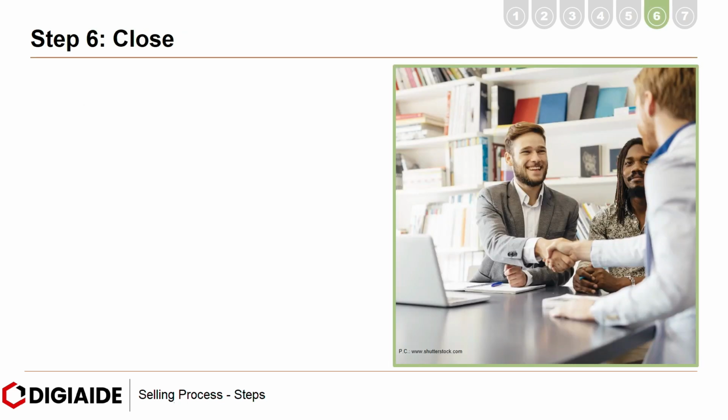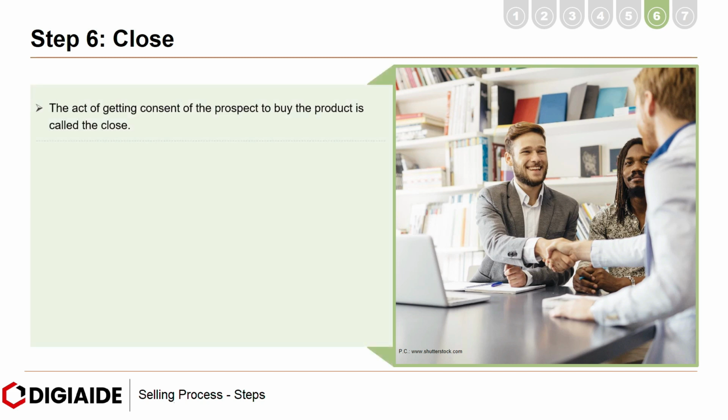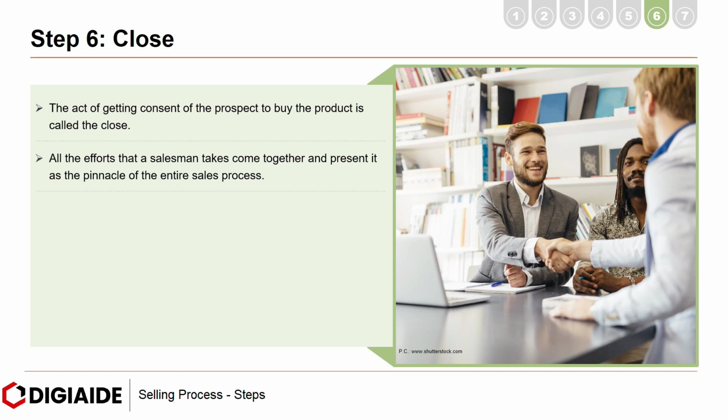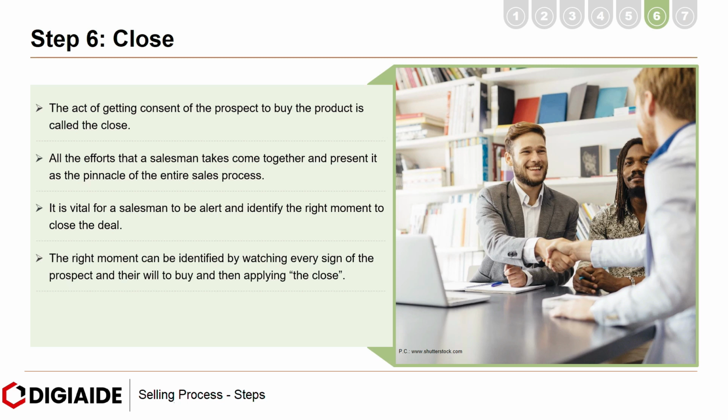Moving on to step 6, close. The act of getting consent of the prospect to buy the product is called the close. All the efforts that a salesman takes come together and present it as the pinnacle of the entire sales process. It is vital for a salesman to be alert and identify the right moment to close the deal. The right moment can be identified by watching every sign of the prospect and their will to buy and then applying the close. Unless and until the product is in the hands of a happy customer, the sale is never considered complete.